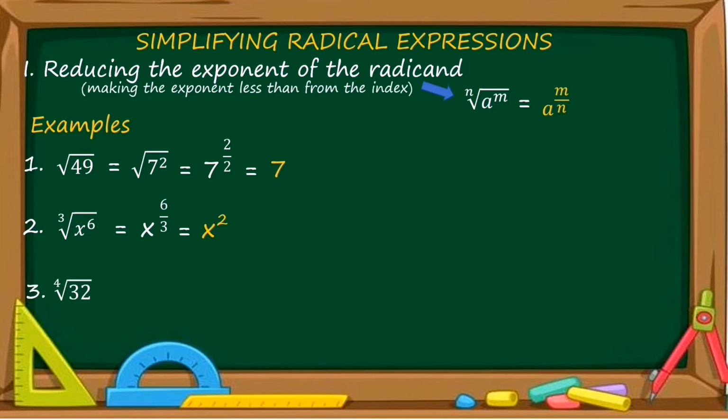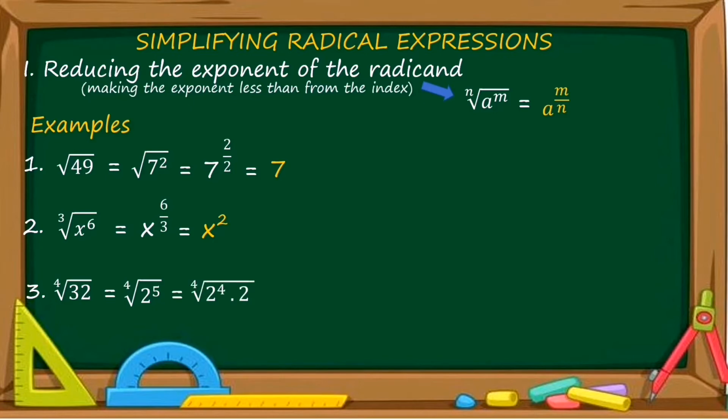Number 3, the fourth root of 32. In exponential form, it is written as the fourth root of 2 raised to 5. As you notice, the exponent of 2, which is 5, when we divide this by the index, which is 4, will not give us an integral value. So, all we need to do is to separate the factors of 2 raised to 5 in such a way that the first factor has an exponent that can be divided by the index, which is 4.